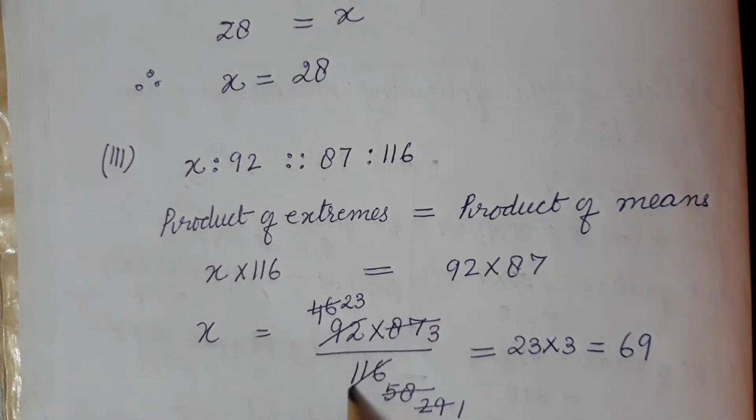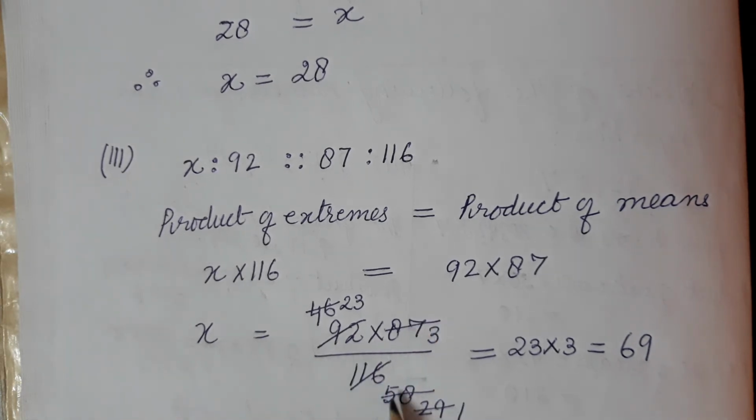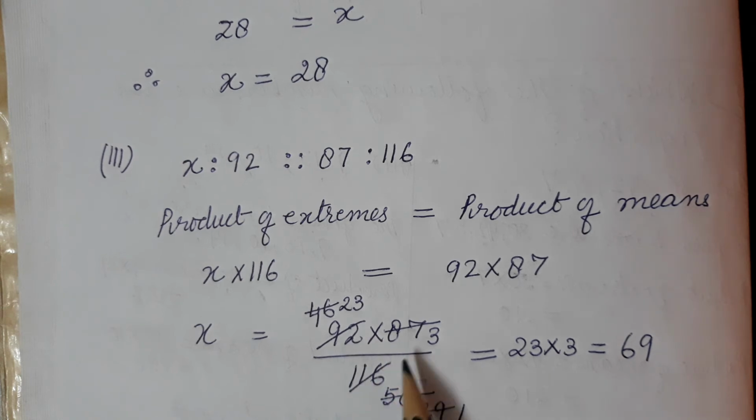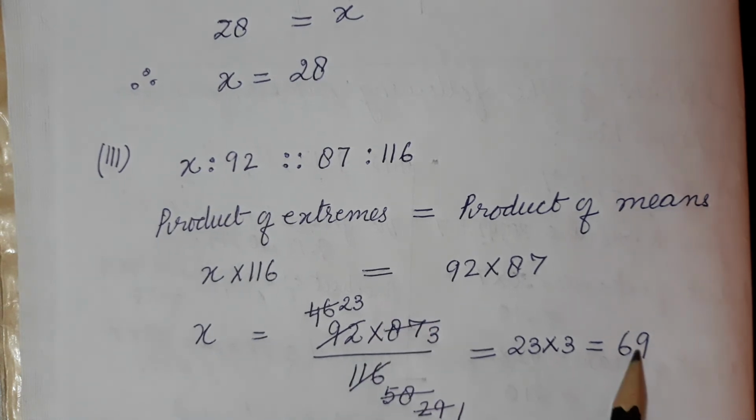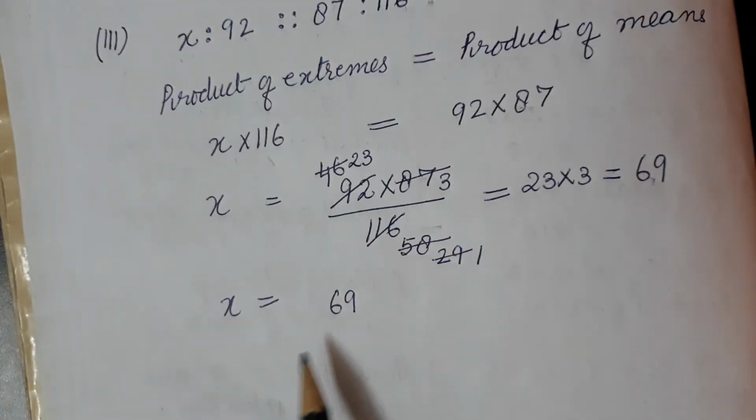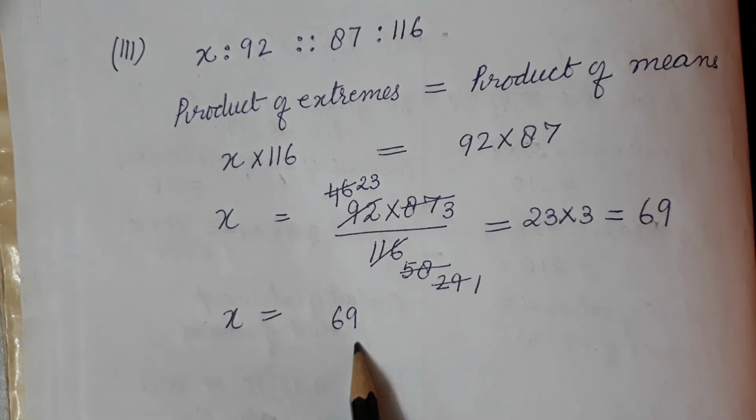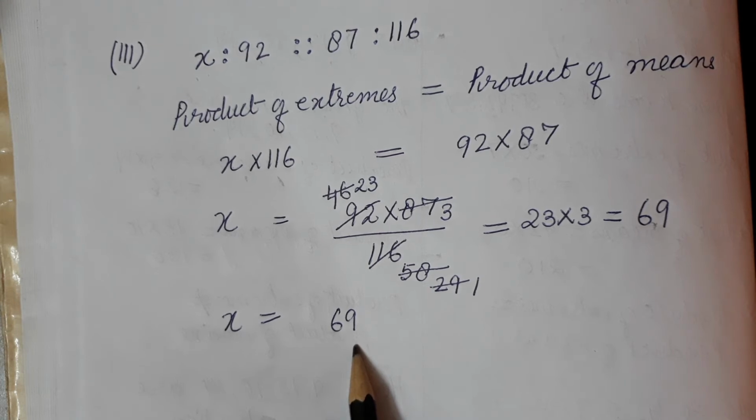Okay, and then we reduce it using prime numbers or the HCF. And we reduce it. After reducing we get the number 69. So the value of x we get is 69. So this is our answer.